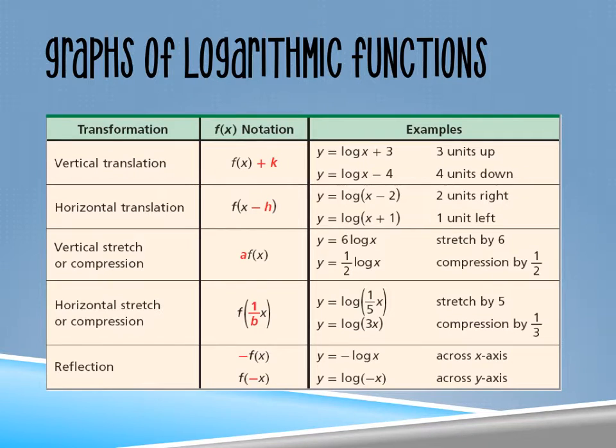Horizontal would be inside the parentheses with the log, like this one, and this one's always the reciprocal. So that would be a stretch by 5, and this would be a compression by 1/3. And then reflection, just like with exponential, if it's on the front, it's over the x, and if it's inside the parentheses, it's over the y. Same exact rules, it's just that now you're dealing with a log.